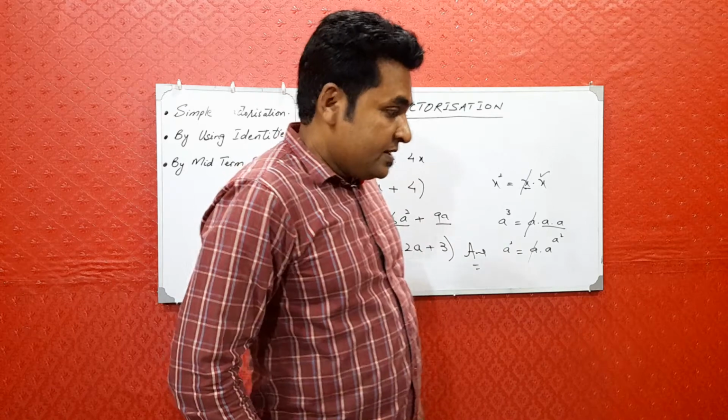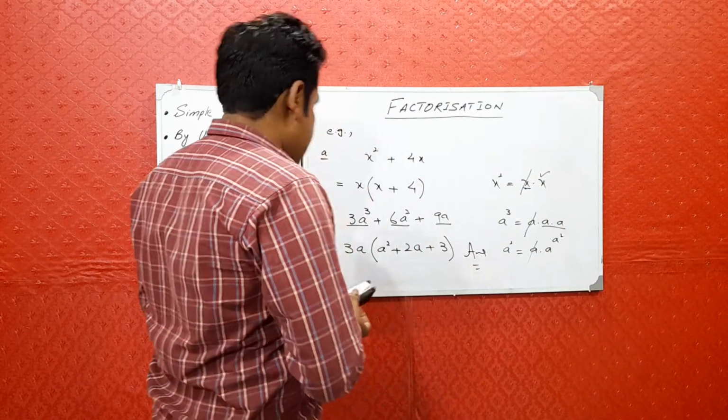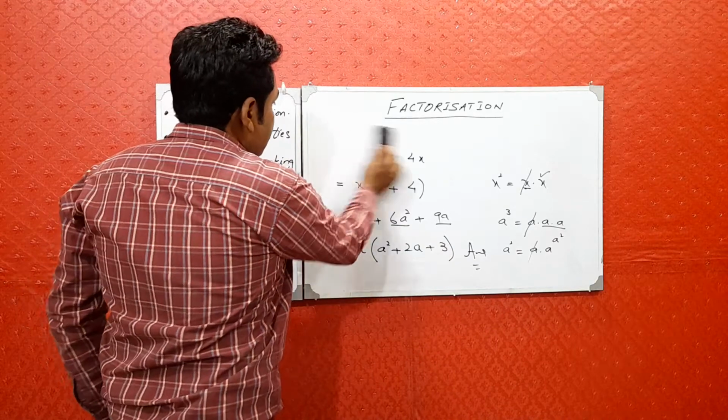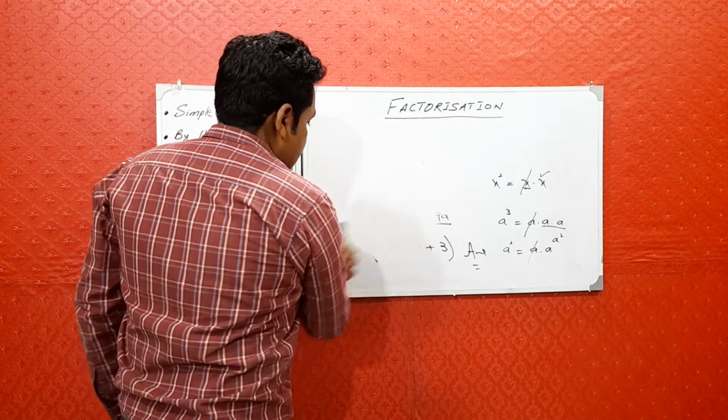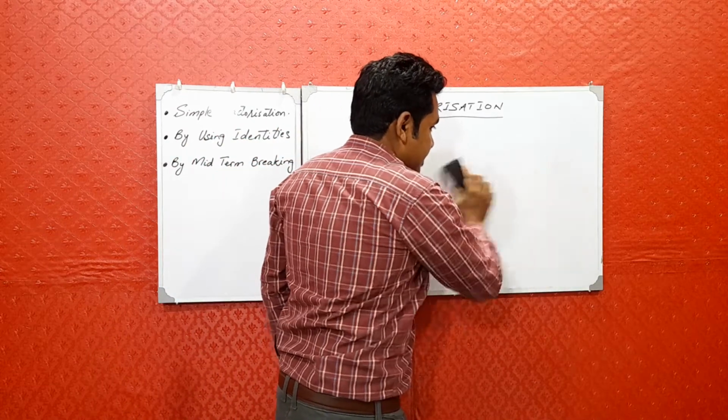Now students, let's move to the very important part of factorization, and that is when we factorize by using identities.